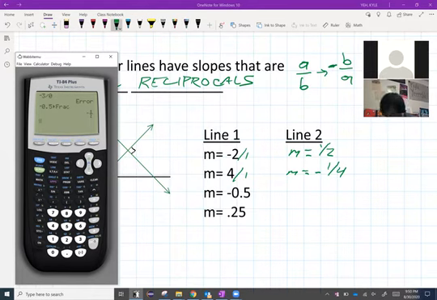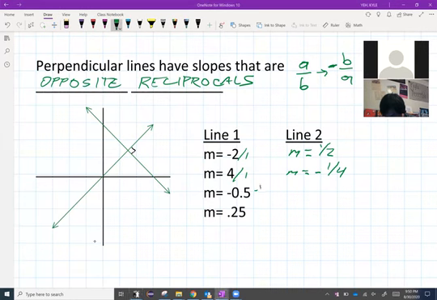And we can see that this is -1/2, which then makes finding the opposite reciprocal super simple. We know it's going to be positive. We need to flip it, +2 over 1, or just 2.